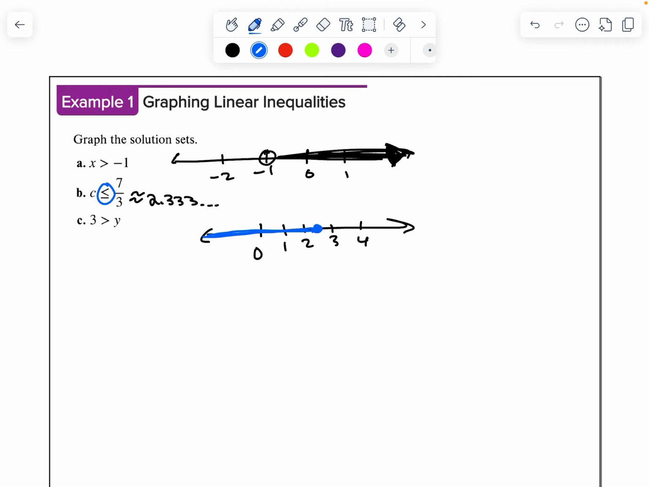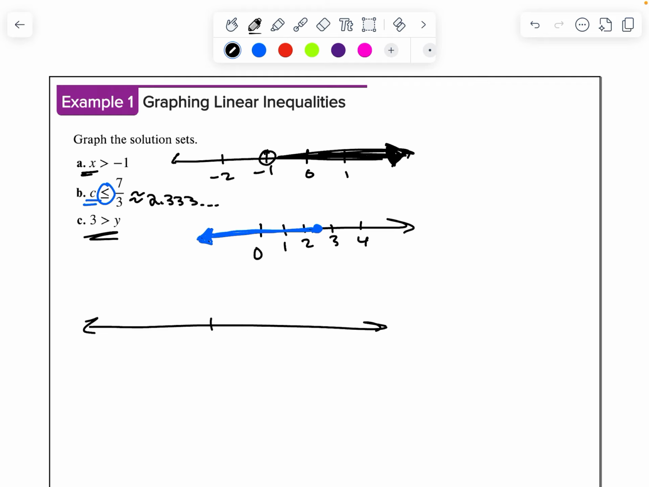Something I tell my classes as well is that as long as the variable is on the left side, this little arrow is going to point which way to shade. So on this one, the x was on the left side. The arrow points to the right. We need to shade to the right. That's only true if the variable is on the left. So on this last one here, the variable is not on the left. We cannot use that method.